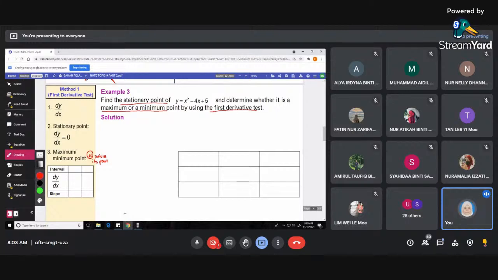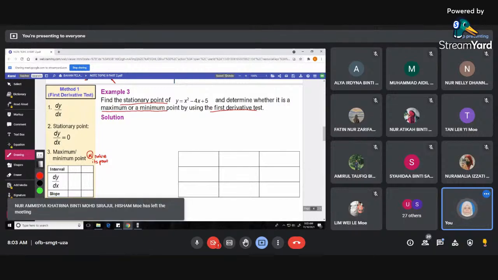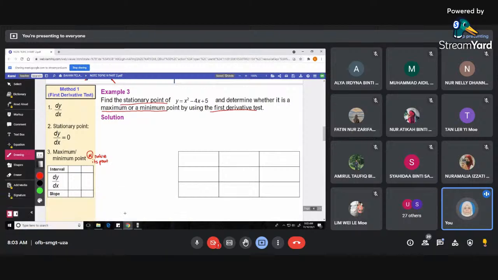Okay, if the question asks you to find the stationary point, first find dy/dx. Second, find the stationary point at dy/dx equal to 0. Because example number 3 asks you to find maximum or minimum by using the first derivative test, you need to create a table. So this is a table for example number 3. Let's solve the first question, which asks you to find the stationary point. How to find the stationary point?